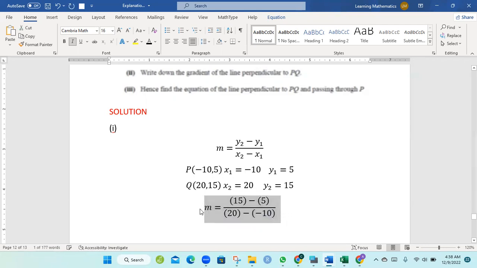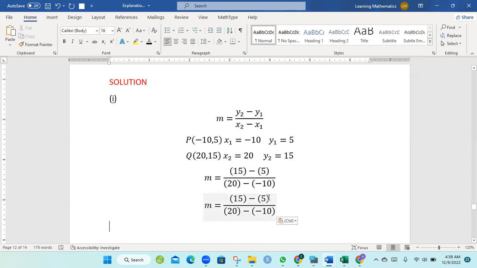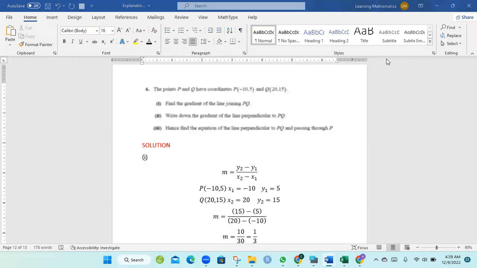So now the gradient, which is given by the letter m, will be 15 subtract 5, which is 10, divided by 20 subtract a negative 10, that will be 20 plus 10, that will be 30. So the gradient is equal to 10 over 30, which simplifies to a third. So the gradient of line PQ is 1 over 3.